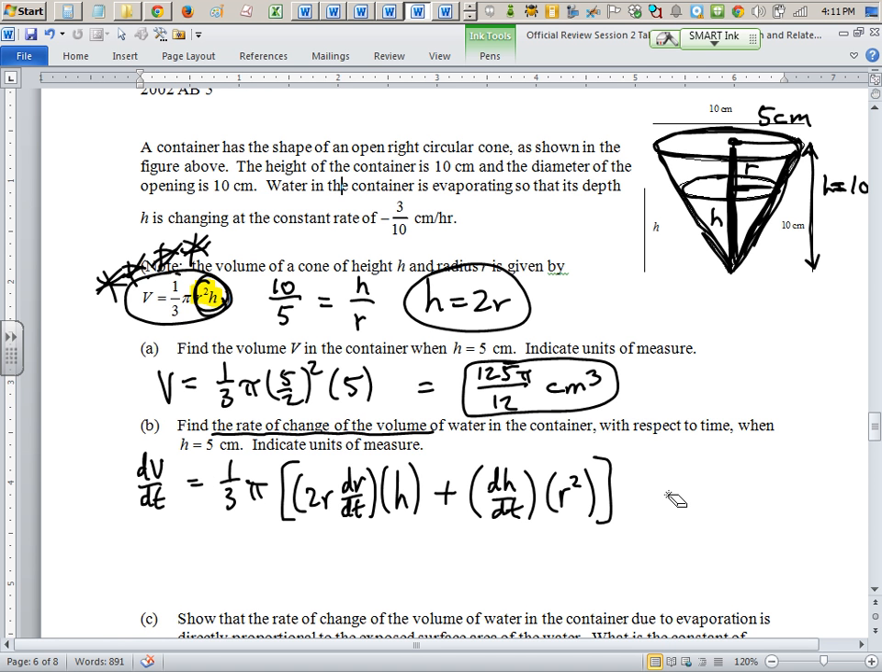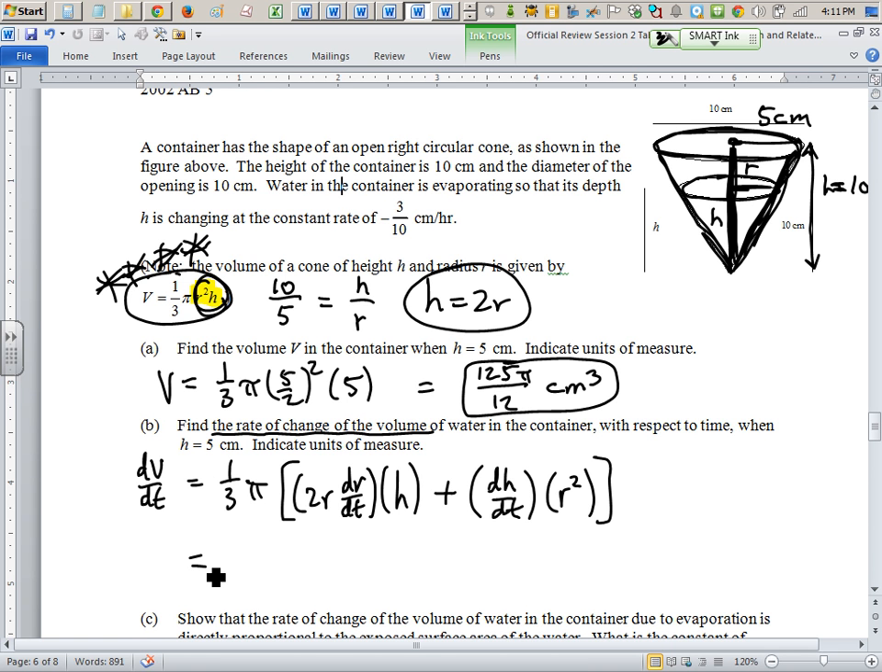Yeah, I've got r and dr/dt. Those are different things, right? I've got h, I've got dh/dt, I've got v and dv/dt, you know, v prime kind of thing. Okay. I don't have to isolate anything. I'm actually trying to find dv/dt, so I just need to get this right side figured out.